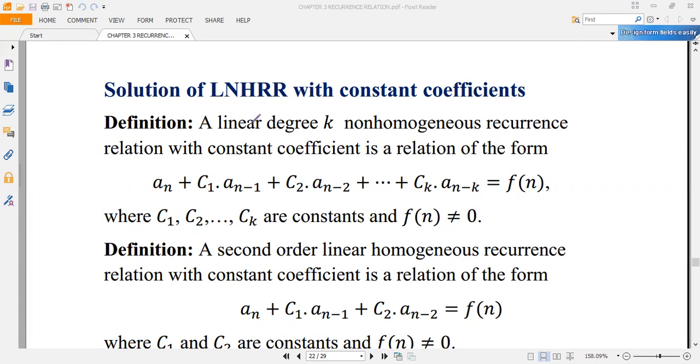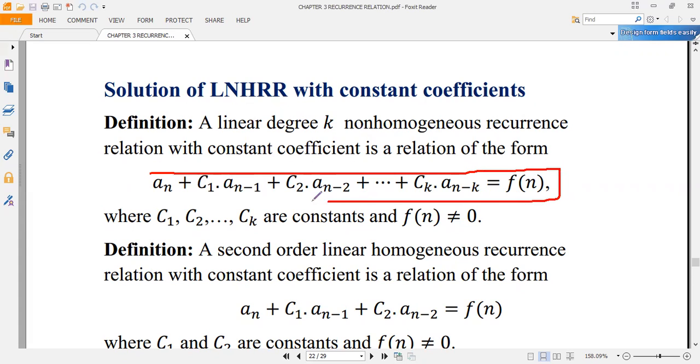So a linear degree k non-homogeneous recurrence relation is of the form like this one. You can see that Fn is different from 0, where the coefficients C1, C2, up to Ck are constants. That's why we call it a constant coefficient linear non-homogeneous recurrence relation.